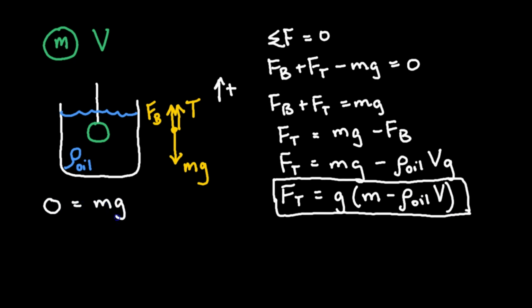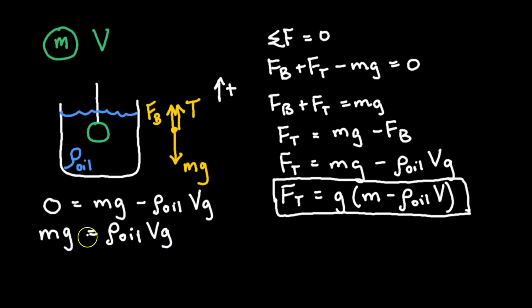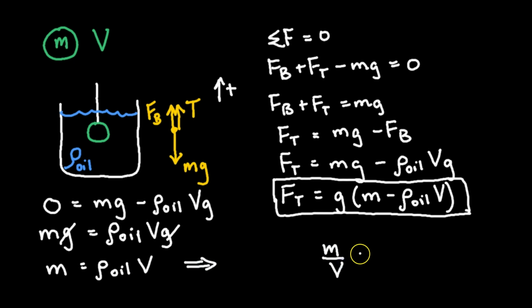Now here's an interesting question. Under what condition is the tension force equal to 0? To answer this question, we can substitute 0 into the tension force. And notice when we do that, mg is equal to rho oil times V times g. Notice that the g's cancel out, and that gives us m is equal to the density of the oil times the volume. If we then divide V on both sides, we get m over V is equal to the density of the oil.